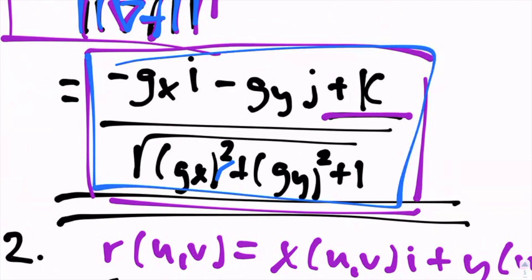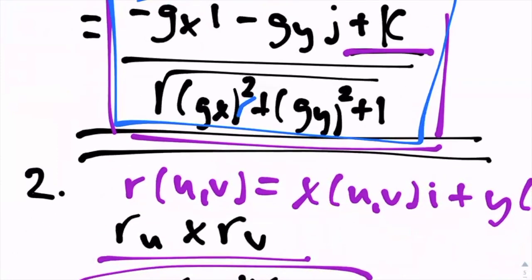And just plugging in some values for the gradient of f, we get this simplified value for our unit normal vector, which as we can see here is minus partial g with respect to x for the x component, minus partial g with respect to y for the y component, plus k, and then divided by the magnitude, which is just the root of the partial g with respect to x squared plus partial g with respect to y squared plus 1. Now that's our first way of defining our unit normal vector.